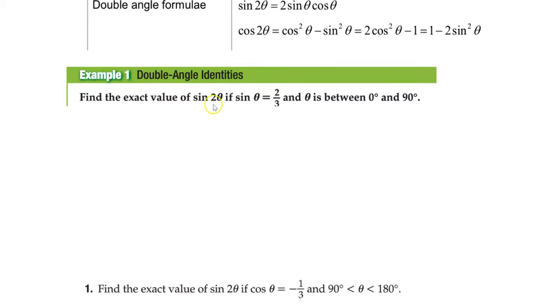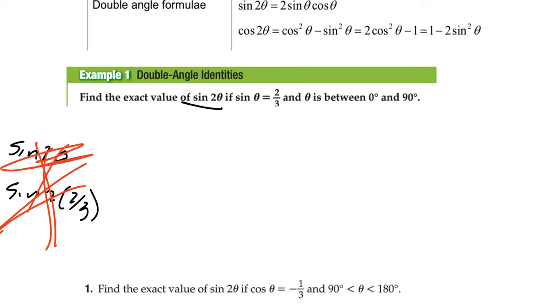Find the exact value of sine 2 theta if sine of theta equals 2 thirds and theta is between 0 and 90. So first, let me show you what not to do. I see people do this all the time. They'll get sine 2 theta, and they'll see that, hey, sine theta equals 2 thirds, and they'll just plug in 2 thirds for theta. That is wrong on so many levels. I hate that. Please don't do that. First of all, notice it's not theta equals 2 thirds. That would have been fine. It's sine theta equals 2 thirds, so this does not make sense. So please don't do that.